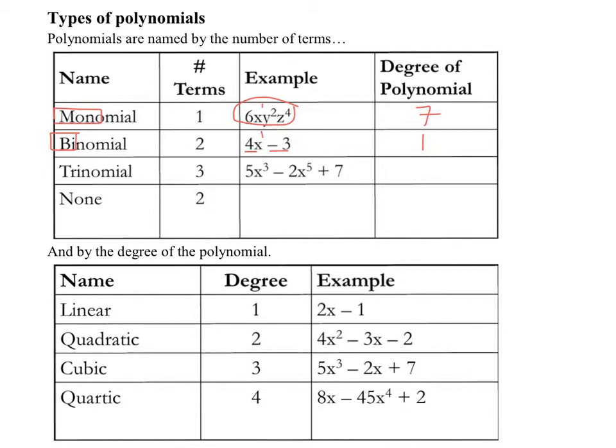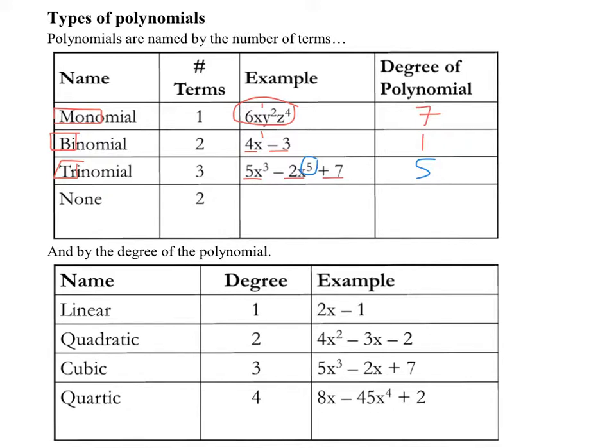Okay, trinomial means it has three terms. 1, 2, 3. Tri means 3. And let's do the degree of each of those terms. The first term has a degree 3 because it's x to the third. The second term has a degree 5 because it's x to the fifth. And the last term has a degree 0 because there is no x there. So our highest degree for that entire polynomial is 5. So the degree of that polynomial is 5.